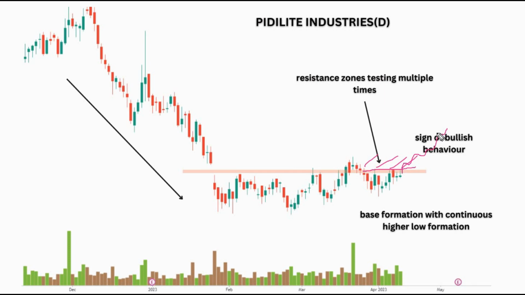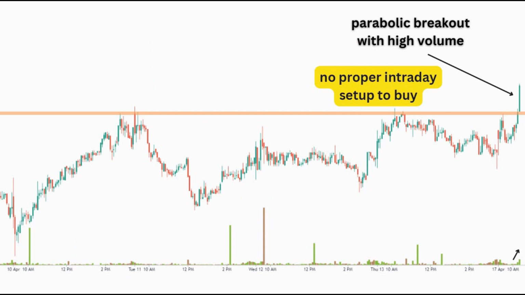Okay, now we will shift to the lower time frame and see our probable entry on 5-minute time frame the next day. So next day what happened? Prices opened gap up. Again sellers tried to push the prices towards the downside, but again buyers proved to be very strong compared to the sellers, and with high volume prices broke out. But we will not enter at this level.